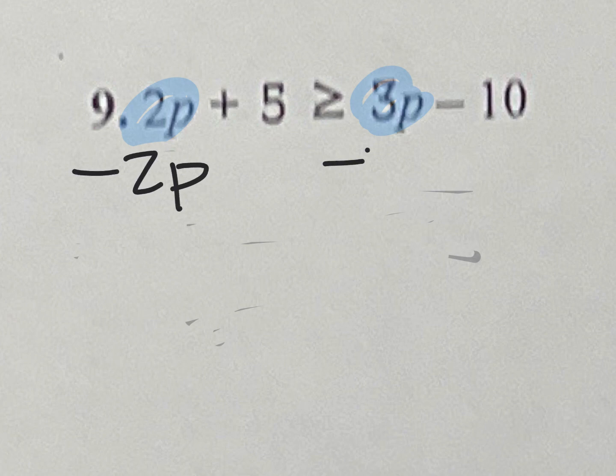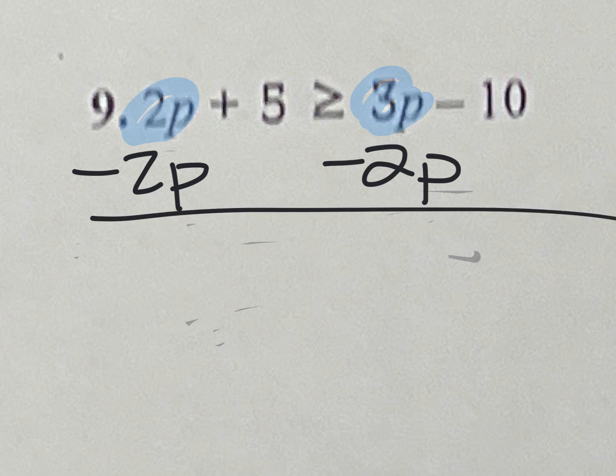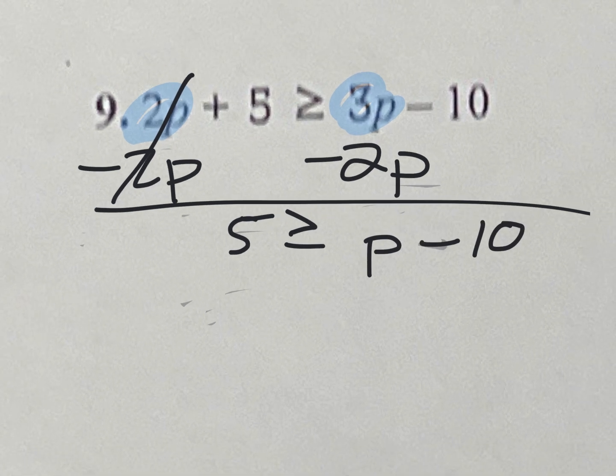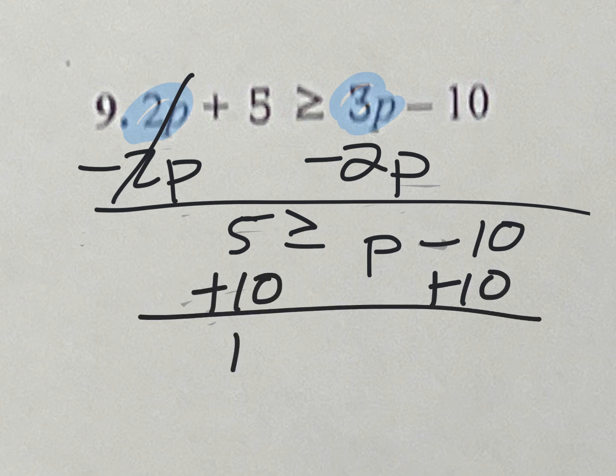So minus 2p on both sides. So that's going to cancel. That's going to leave me with the 5. If I have 3 p's, but I take away 2 of them, I'm left with 1 p, which is really just the same thing as a p. 1 p just means the same thing. And then I'm going to bring down that minus 10. How do I cancel out that minus 10 with a plus 10? So you've got 15 is greater than or equal to p.